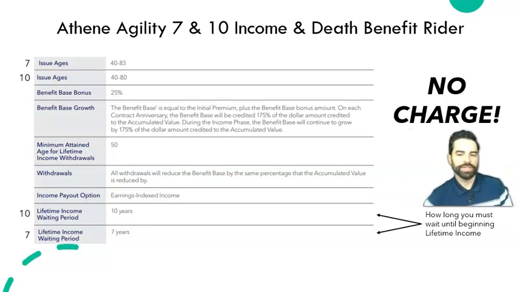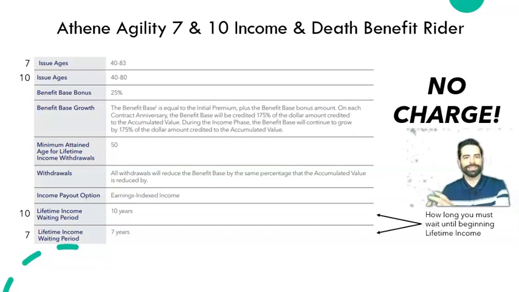Okay, during the income phase, the benefit base will continue to grow by 175% of the dollar amount credited to the accumulated value, and that's how it makes an interest or a growth on the income side. Remember, the accumulation side will be based on whatever the market does, and we'll look at those strategies here in a second. The minimum attained age for lifetime income withdrawals is 50, so you've got to be at least 50 to access that income.